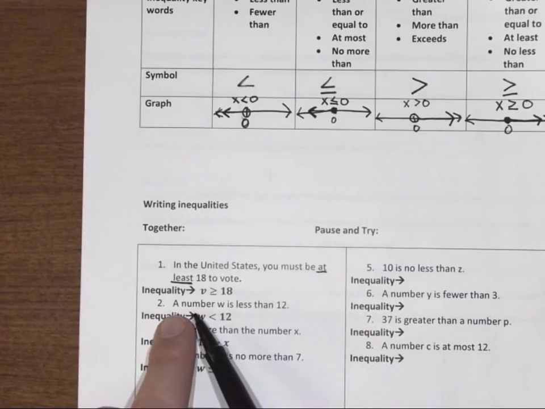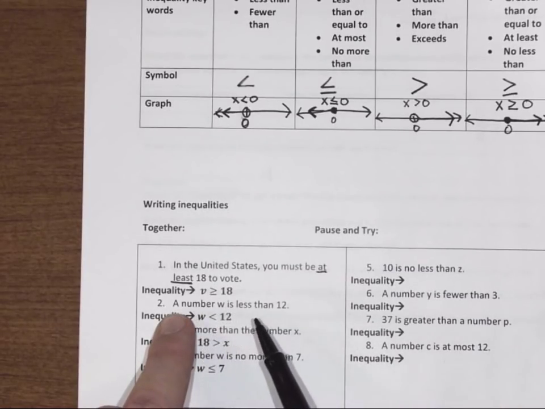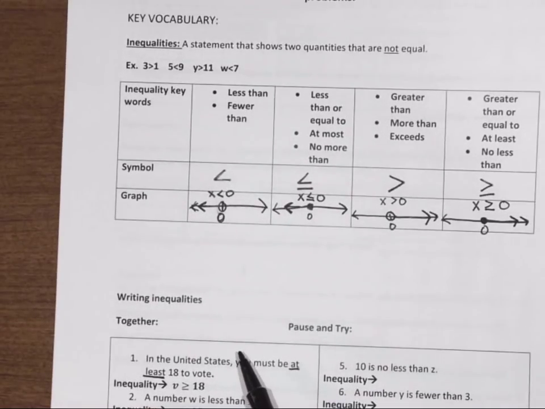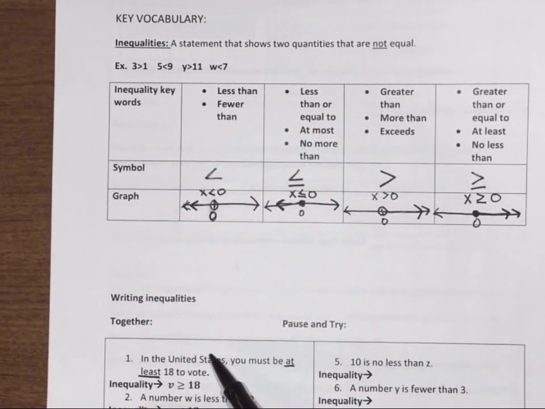Number 2, a number W is less than 12. Where do we see less than?